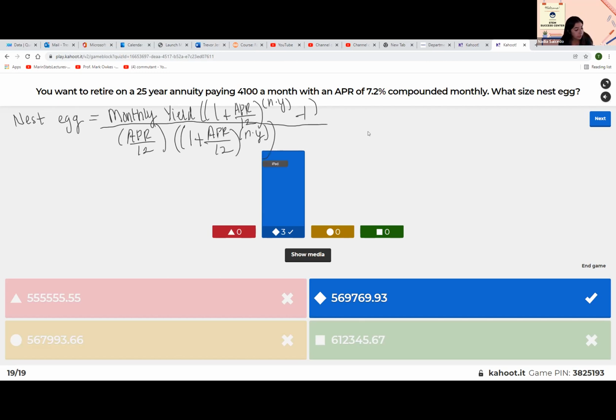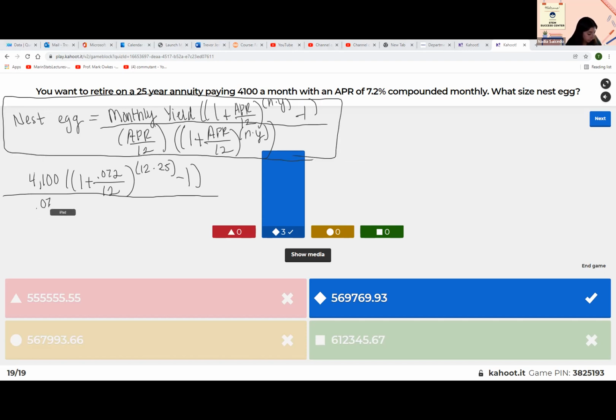So if we're going to go ahead and plug everything in, our monthly yield would be 4,100. We're going to multiply that by 1 plus our APR, which was 7.2%, divided by 12. Our n times y is going to be 12 times 25, because we want to do it for 25 years. And then we're going to subtract 1. All of that divided by our APR over 12, which was 0.072 divided by 12, times (1 plus 0.072 divided by 12) raised to the n times y, which is 12 times 25. Close those parentheses. We just need one.